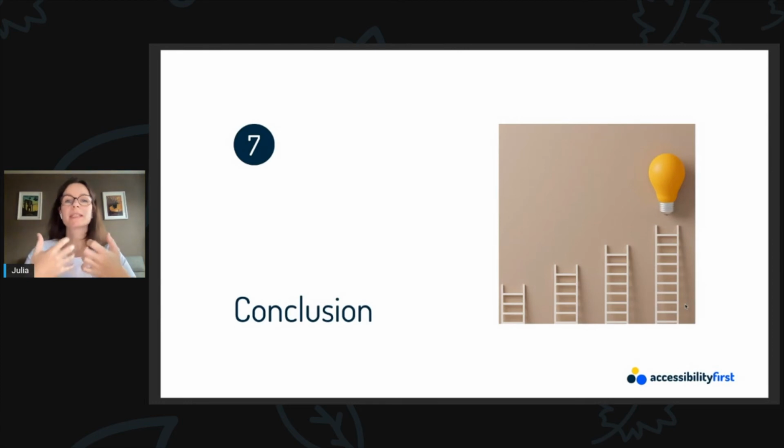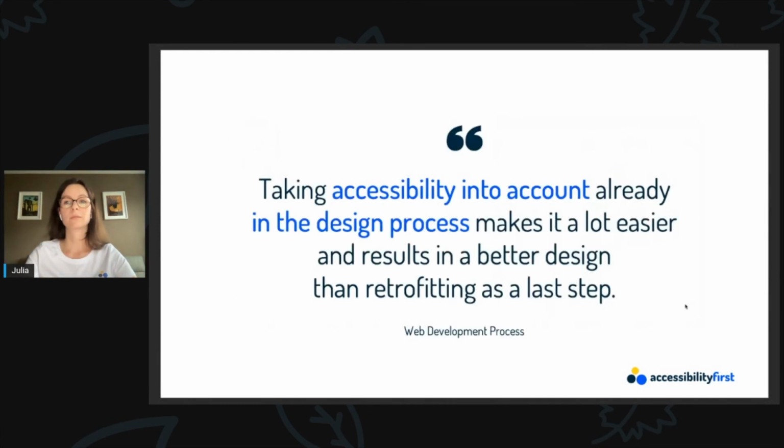Let's recap and summarize all the points that can be used as arguments for accessibility and which dispel all the myths mentioned above. Taking accessibility into account already in the design process makes it a lot easier and results in a better design than retrofitting as a last step. It won't take much more time and cost if you make it part of your process, compared to consequences like doing it at the end or getting an expensive fine.